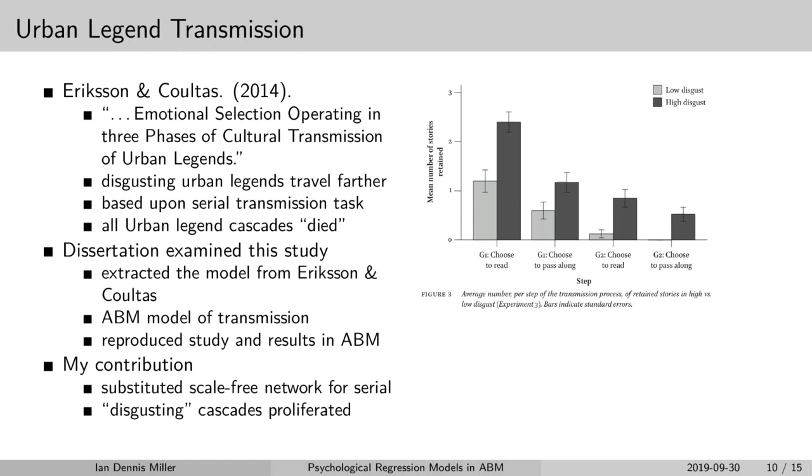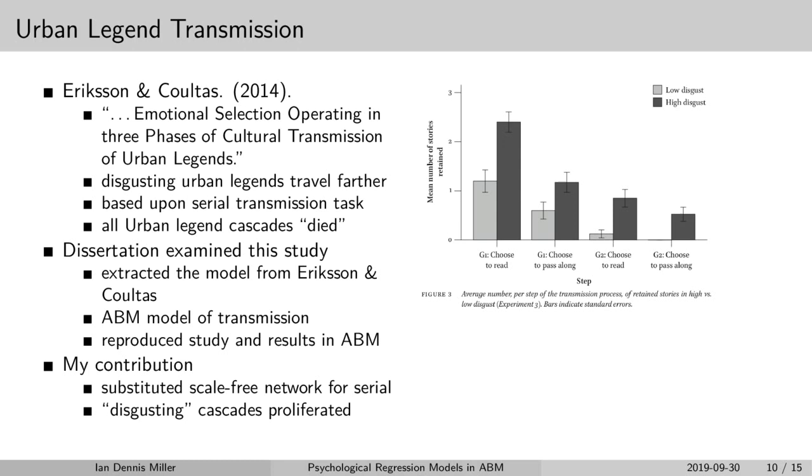Now that I've discussed the general approach, I would like to show a brief example that comes from my own work to illustrate how this might be applied. As part of my dissertation work, I examined a really great series of studies by Erickson and Koltas in their article, Corpses, Maggots, Poodles, and Rats, Emotional Selection Operating in 3 Phases of Cultural Transmission of Urban Legends. One of the key findings from that work is that disgusting urban legends travel farther. That result is actually a replication of a previous finding from Heath, Bell, and Sternberg, 2001, but I particularly like Erickson and Koltas due to the way they dissected the transmission process.